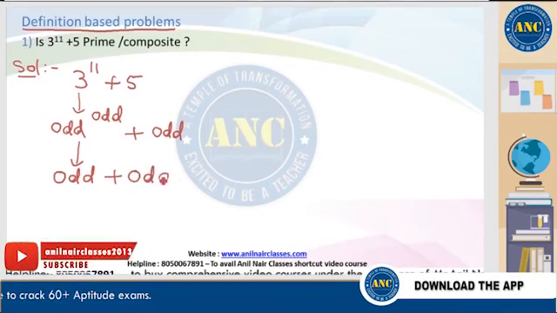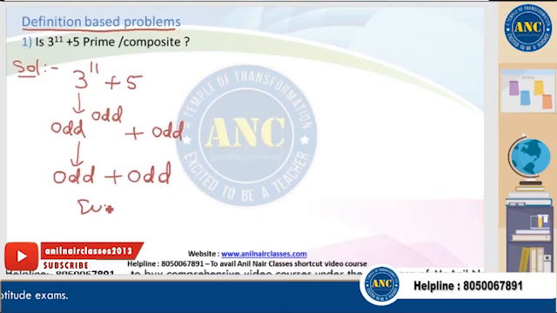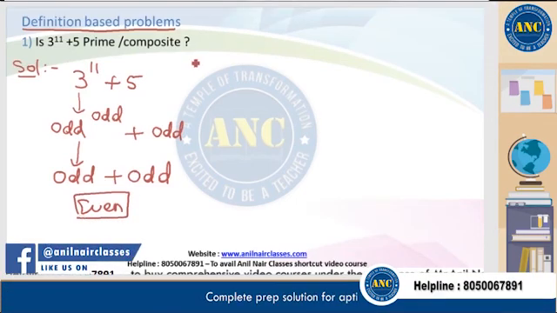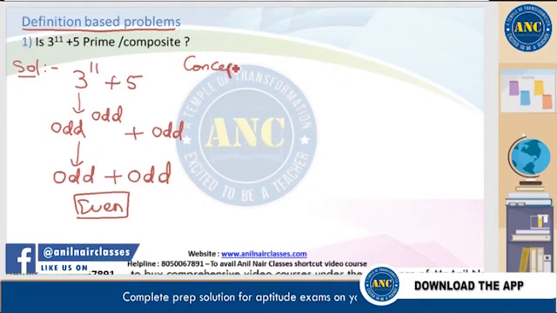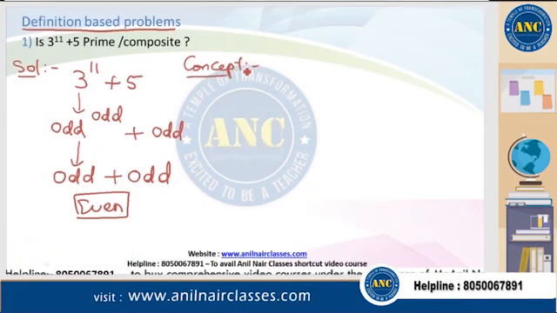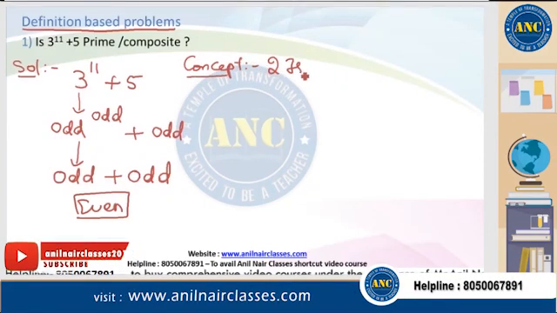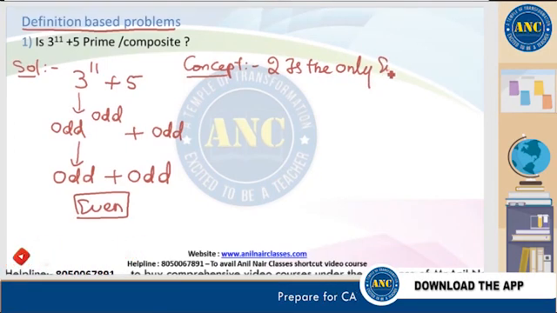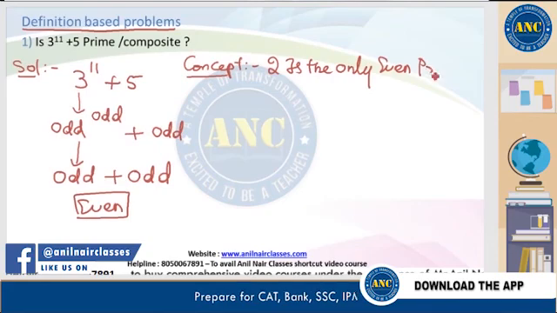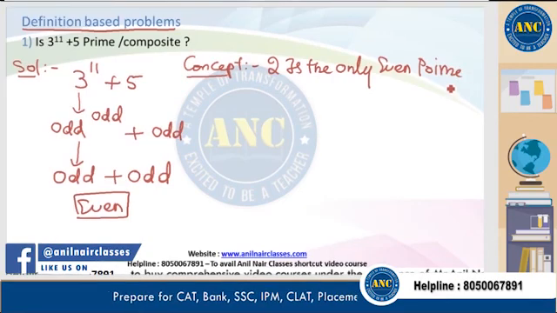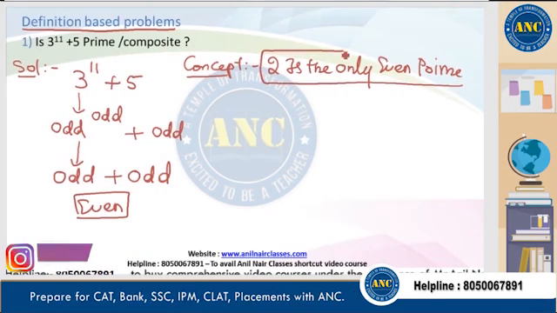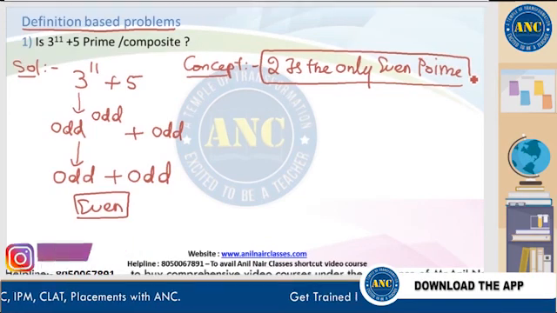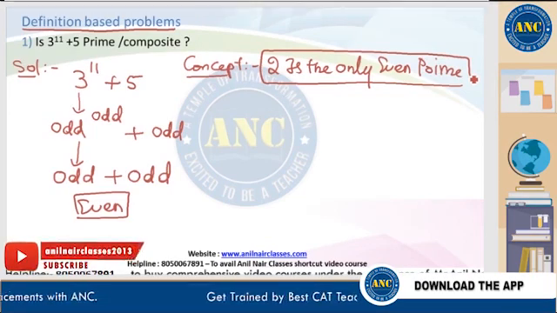Odd plus odd: if I add two odd numbers, I will get an even number. But what is the concept that we discussed just a few minutes before? We discussed that the only prime number which is even is 2. This is the concept we discussed. Other than 2, there is no number which is even and can be a prime number.